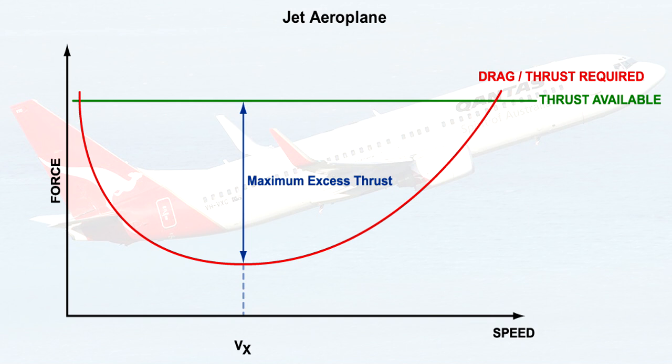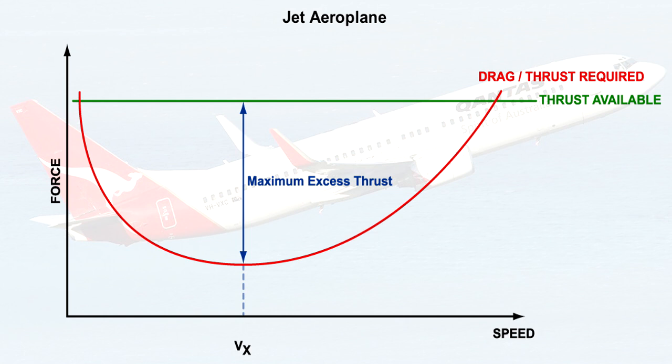The speed at which the aeroplane generates the greatest amount of excess thrust, and is therefore also capable of its greatest angle of climb, is called Vx. Vx is defined as the speed for the best angle of climb.